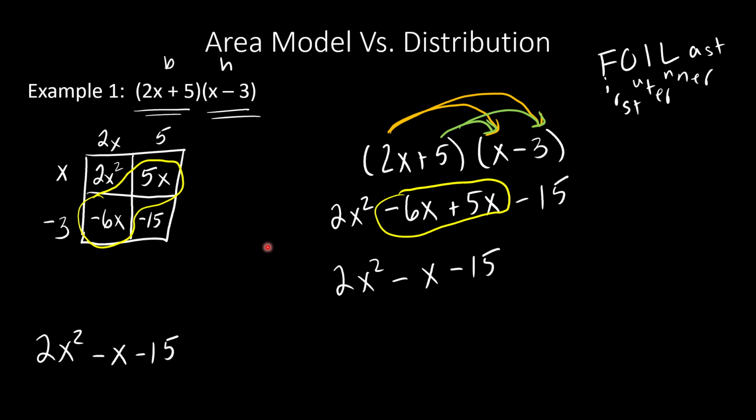Now, in Algebra 1, and probably in all of math, this is the most common. We will see uglier polynomial multiplication, and I'm going to show you one on the next slide, so you can see some of the advantages of using the area model. But this is the most common one, multiplying two binomials together.